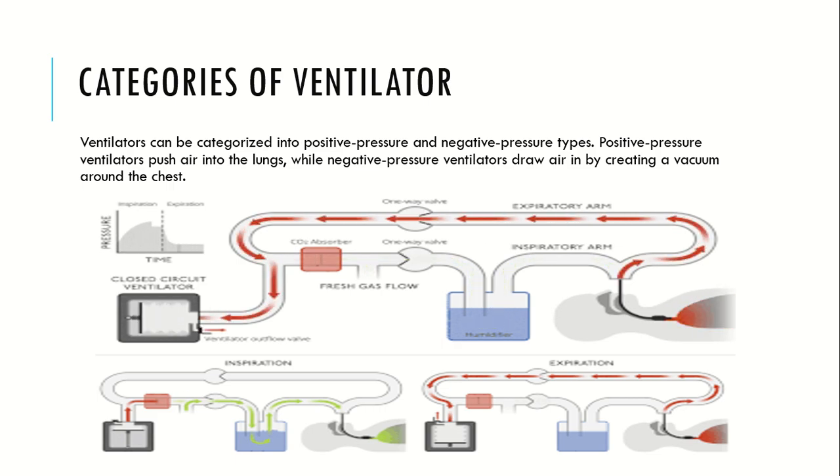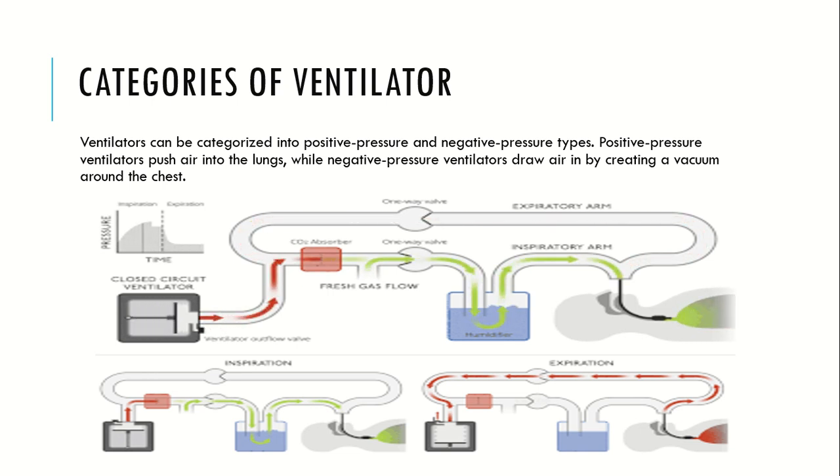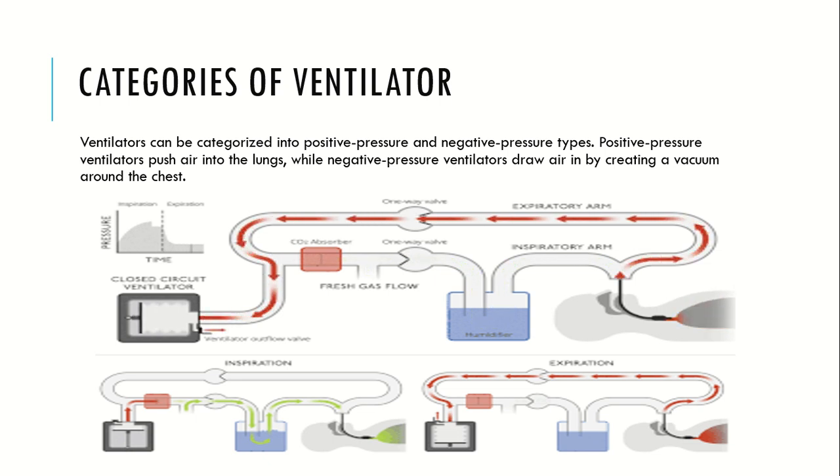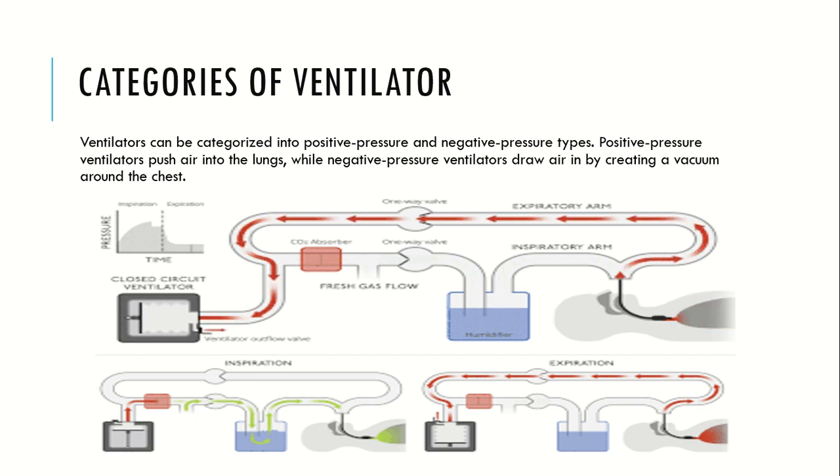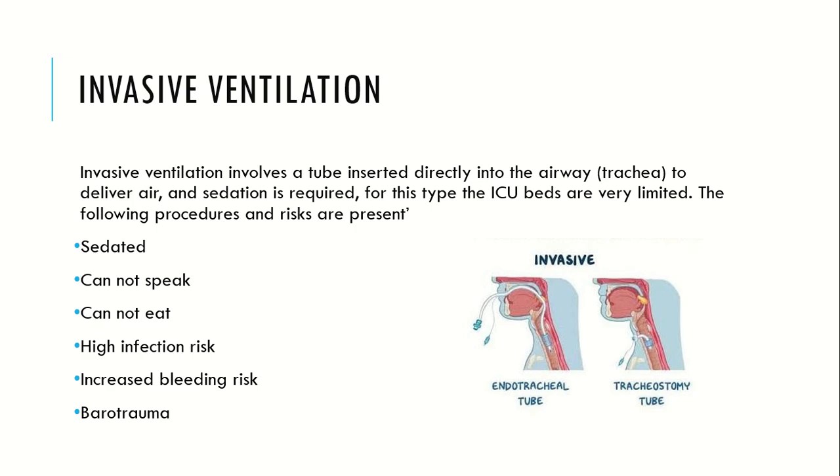So there are two categories of ventilator, that is positive pressure and negative pressure. We can see in the diagram how they work. Negative pressure ventilators create a vacuum around the chest, whereas positive pressure ventilators push air into the lungs. So here are the two types of ventilation.